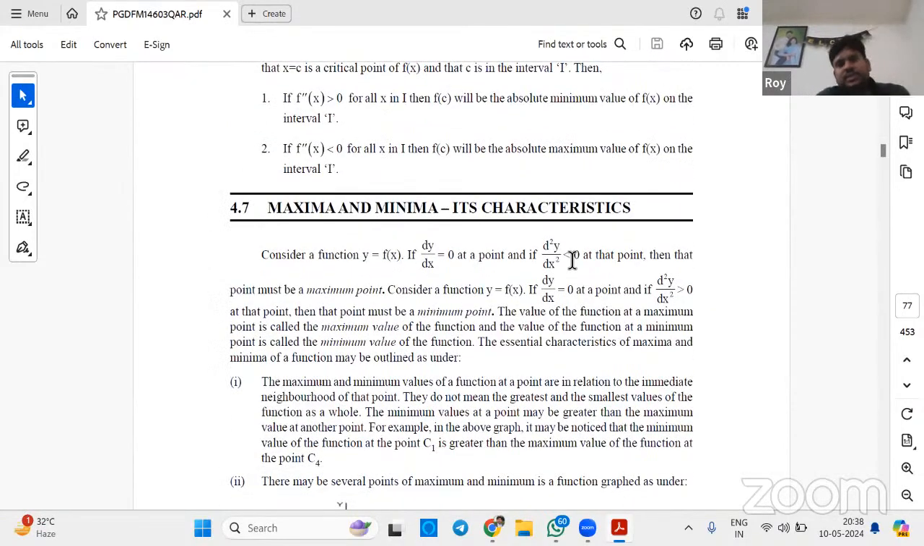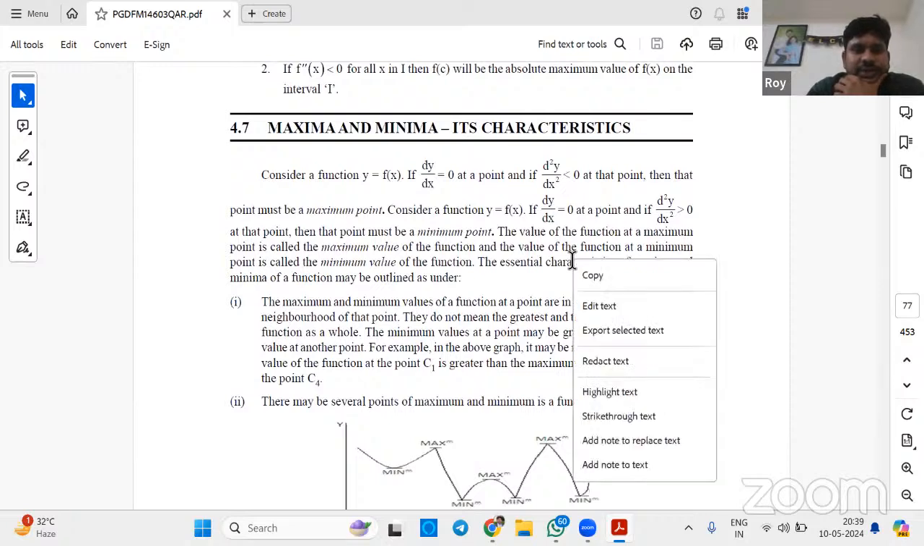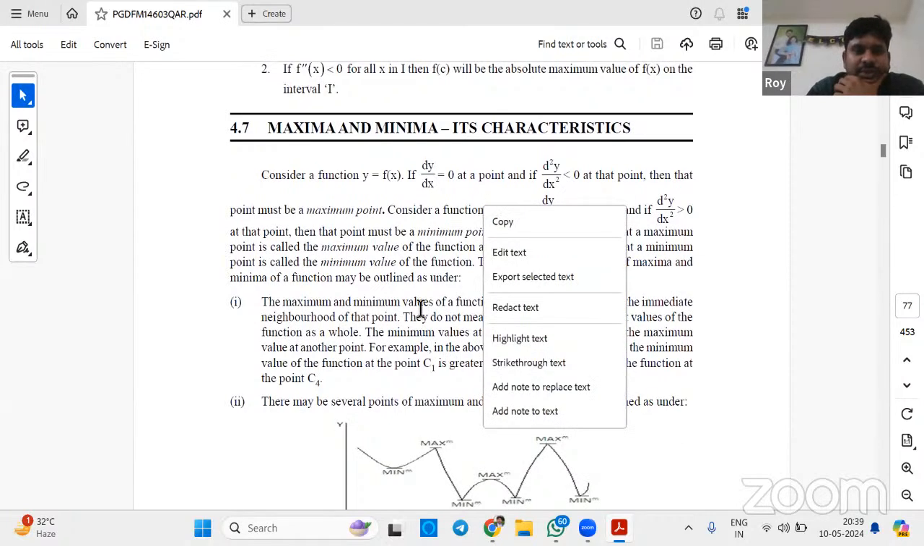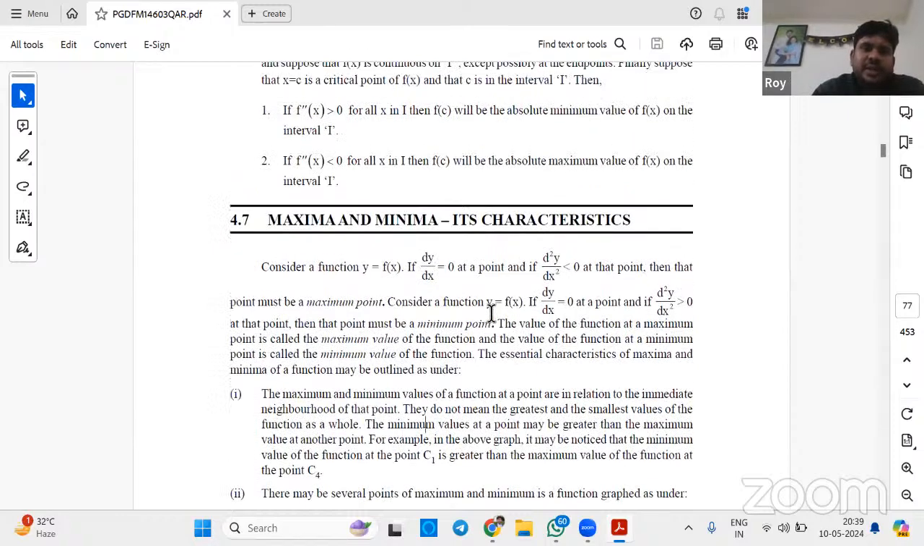Now, this is also important. Maxima and minima. Right? Actually, if you understand the previous one, you would understand it clearly. It is linked to the previous one. This is talking about the values of a function at a point in relationship with the immediate neighborhood of that particular point. When you mean the greatest and the smallest values, see maximum and the minimum values.